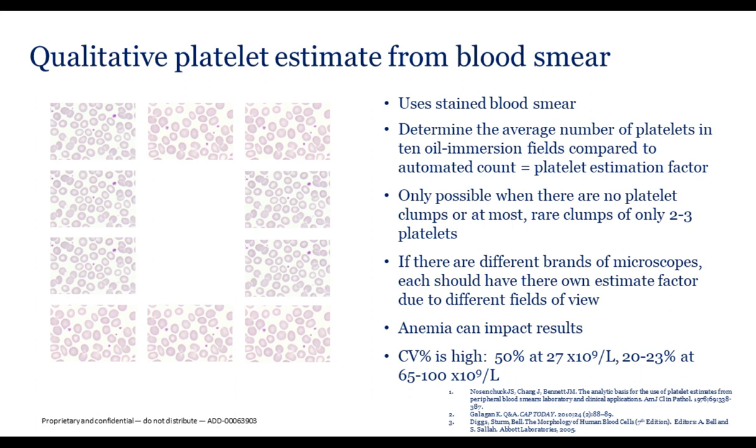Another method is a qualitative platelet estimate. Qualitative platelet estimate is often used when an automated system flags the platelet count. There's been a discontinuation of about 10 years of the Unipet product, which was used to help and assist us in making a quick dilution and performing the manual platelet count as we saw on the previous slide.